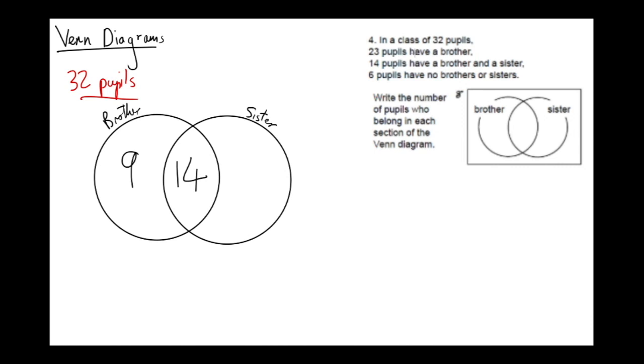So we have 32. Okay, we don't have information about the sisters, but we know 6 people have no brothers or sisters. Okay, so our diagram is just missing this bit. Now remember, it's 32 in total, so we do 9 plus 14 plus 6. Okay, that gives us 29, so the missing number is 3. Okay, so that's how you complete the Venn diagram. Always start in the middle if you've got that information, then you can work outwards.